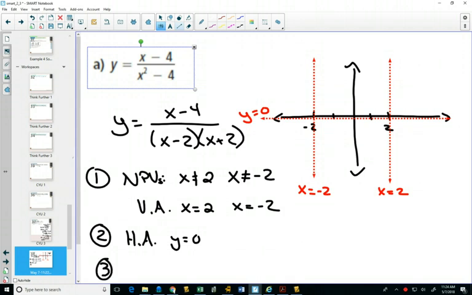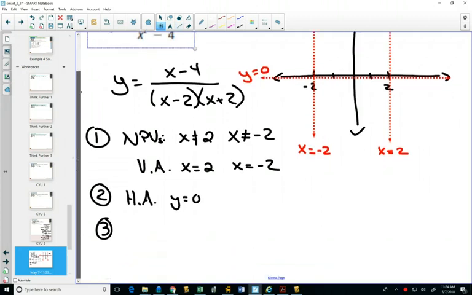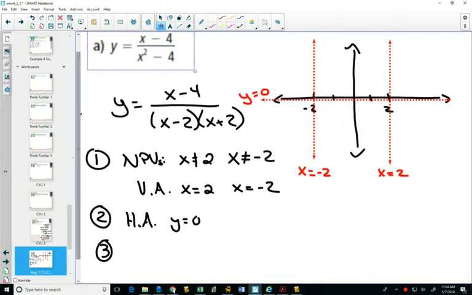Step 3, find all your intercepts. So the y-intercept is always the easiest because you can just plug in 0 for x. Plugging in 0 for x in this case gives you a positive 1.